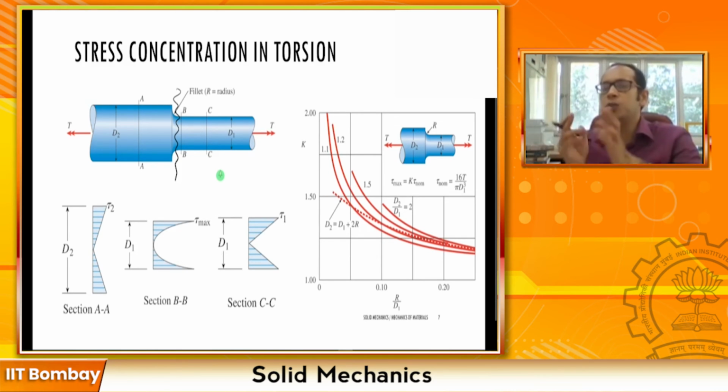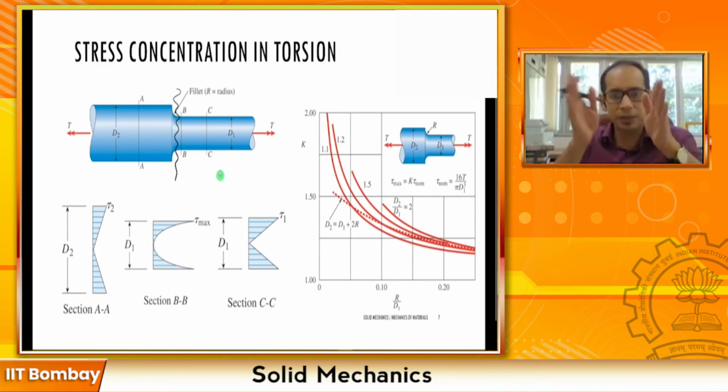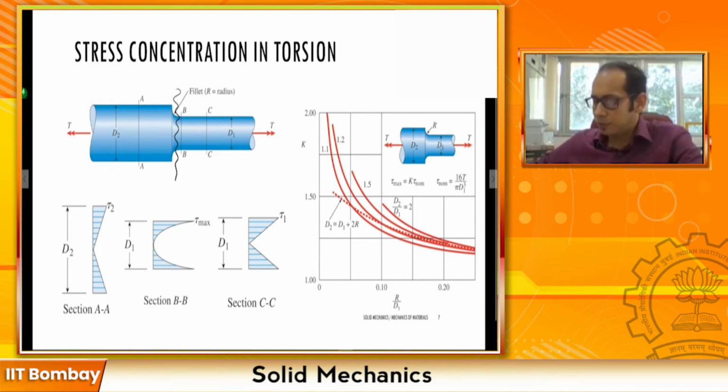Now, if you take a look at these individual segments separately, for example, if you take a look at this particular segment over here, if you're applying this torque T, you will probably get a shear stress distribution like this. If you're looking at this segment over here, you will get a shear stress distribution like this over here, right?